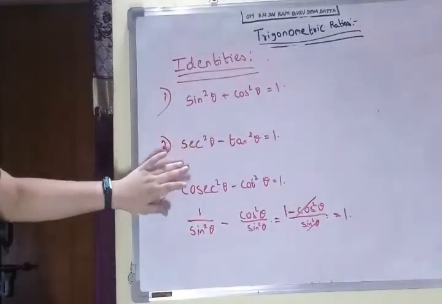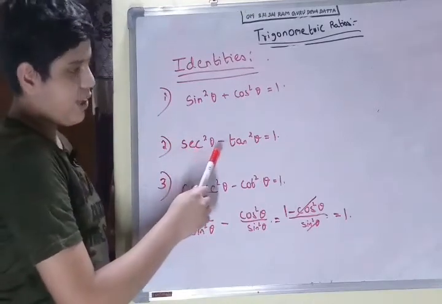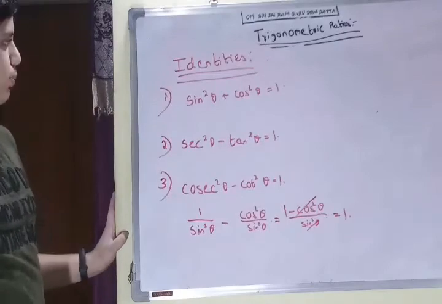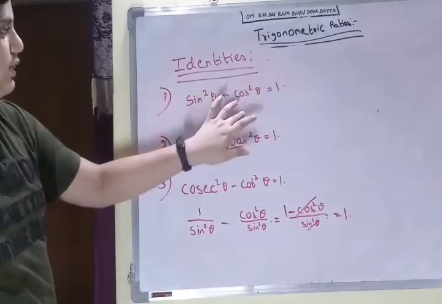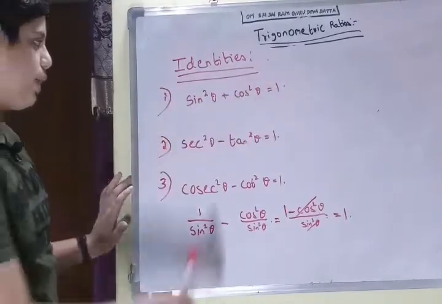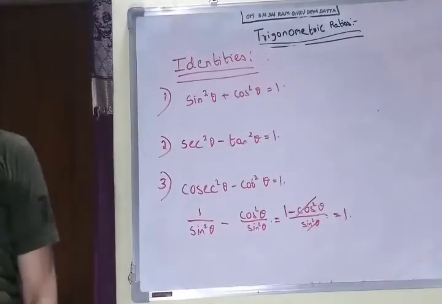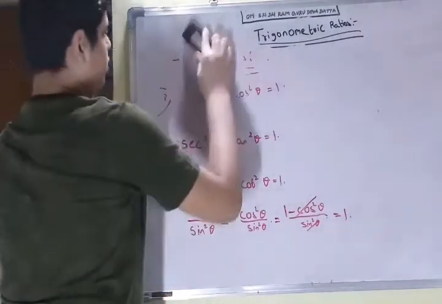In the similar way, 1 by cos square theta minus sin square theta by cos square theta, 1 minus sin square theta upon cos square theta. When you send this term to this side, cos square theta equal to 1 minus sin square theta, both get cancelled and the remaining value will be 1. Okay, you may copy this one.